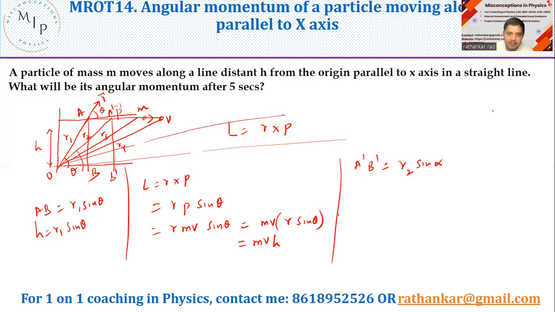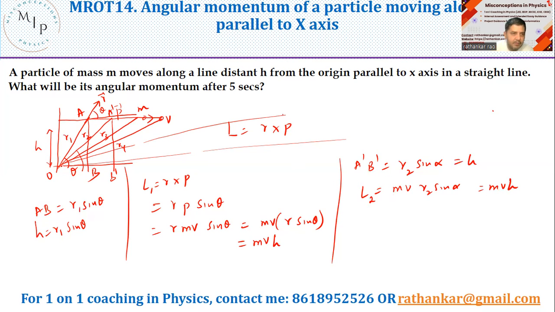R2 sine alpha. Now your angular momentum once again would be L is equal to MV. Let me write L2 here. I have written L1 here, L2 here, MV. See, V is not changing for this particle, into R2 sine alpha. So now I can substitute this A dash B dash. What is A dash B dash once again? The vertical height H. So which would now once again be equal to MV into H. So you see L1 is equal to L2.